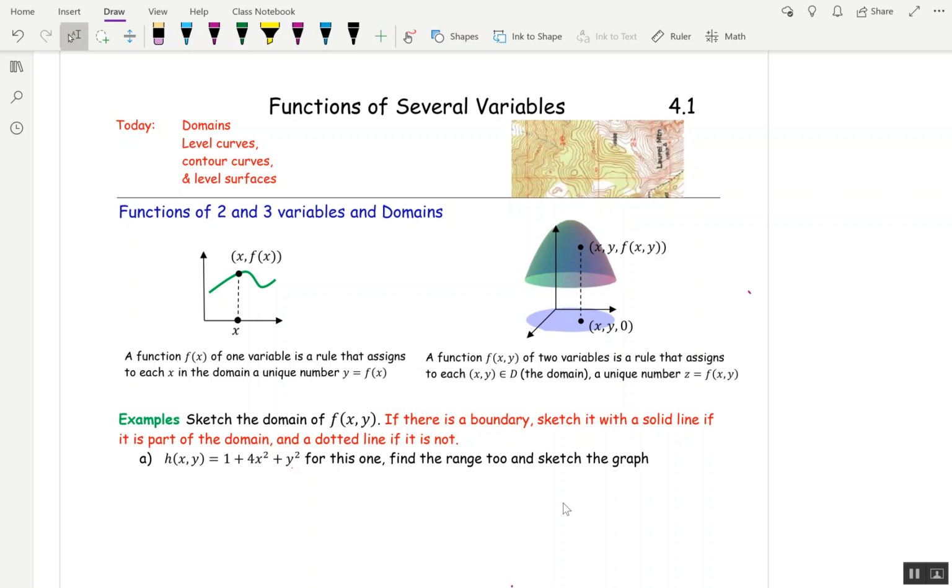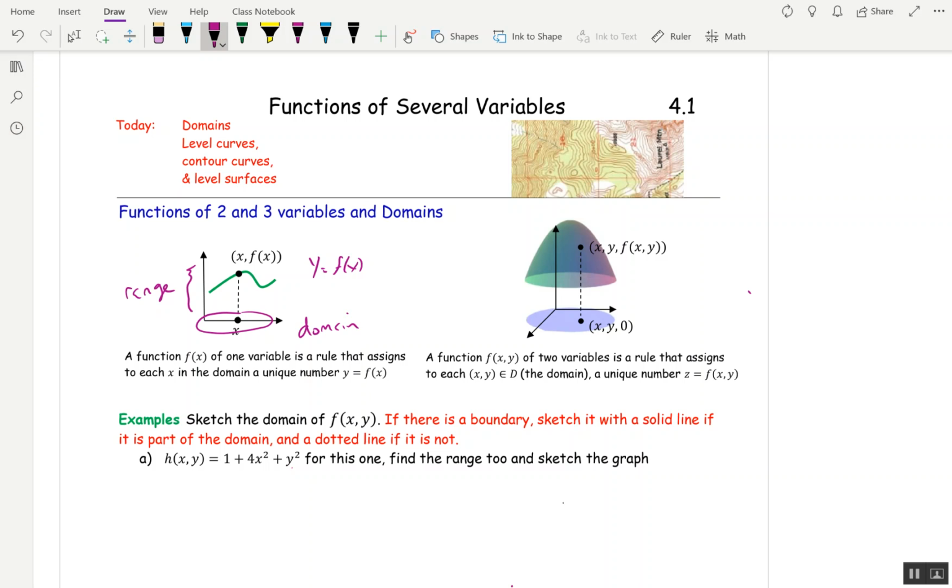This is section 4.1. We're going to talk about functions of several variables, domains, level curves, and level surfaces. Let's just start out with functions of two variables rather than several. We can picture a function of one variable, y equals f of x. We can visualize that as a curve. We can plot the x, y points on that curve. Any point x and y that satisfy that equation will be on this curve, and our domain lives down here, and our range is the set of y values that the function takes on.